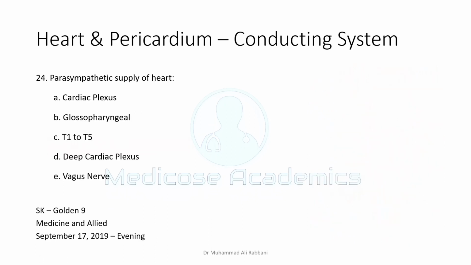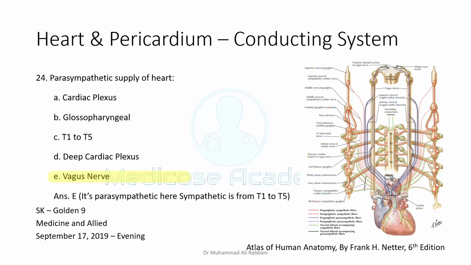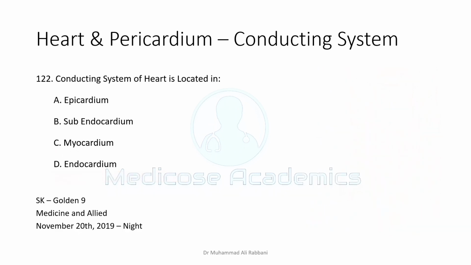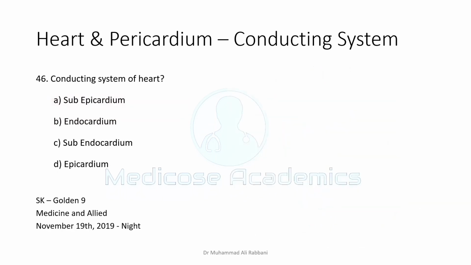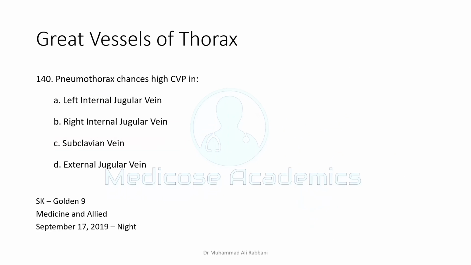Parasympathetic supply of the heart is through the vagus nerve. Yes, sympathetic supply is T1 to T4, it can go up to T5 also. Conducting system of the heart is located in... For some reason, it is a very favorite question. It is located in the subendocardium. It is located between the endocardium and the myocardium. So it is asked again and again and again.